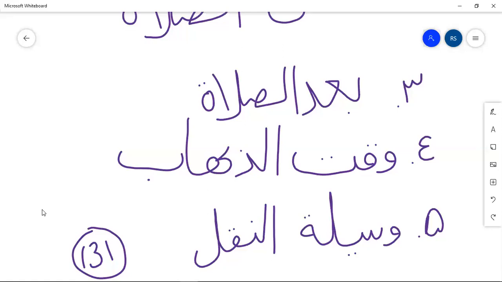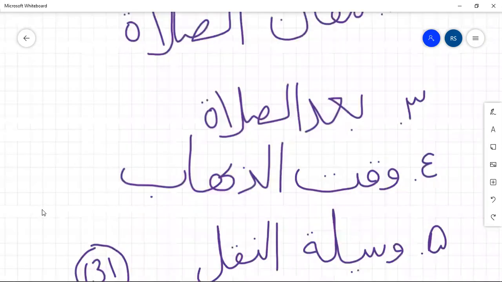Now ask each other, how do you go to work? Or how do you go to university? Kaifa tazhabina ilal amal? Ashabu bisayara, by car. Yes, ashabu bisayara. And ask her, how do you go to university? Kaifa tazhabina ilal jami'ah? Ashabu bil hafila.